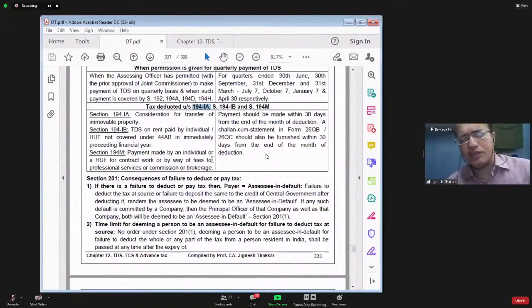What do you mean by section 203A does not apply? It means the payer is not expected to take the TAN number, not PAN number. 203A is not applicable means the payer deductor is not expected to take the TAN number. TAN number is nothing but tax deduction and collection account number.